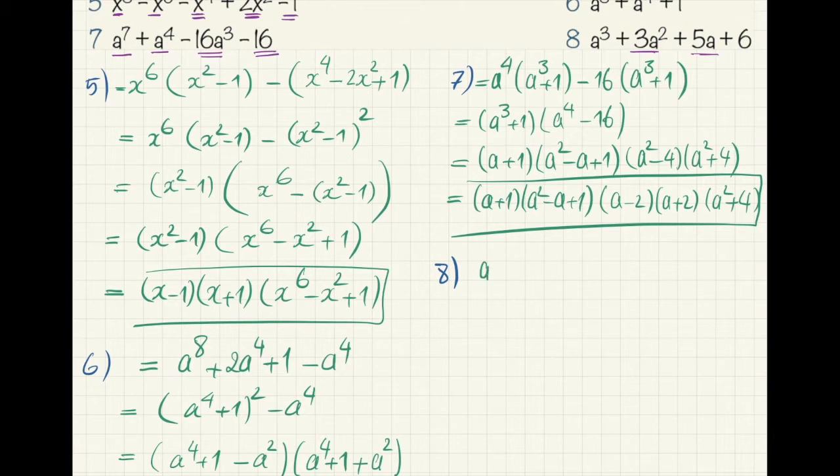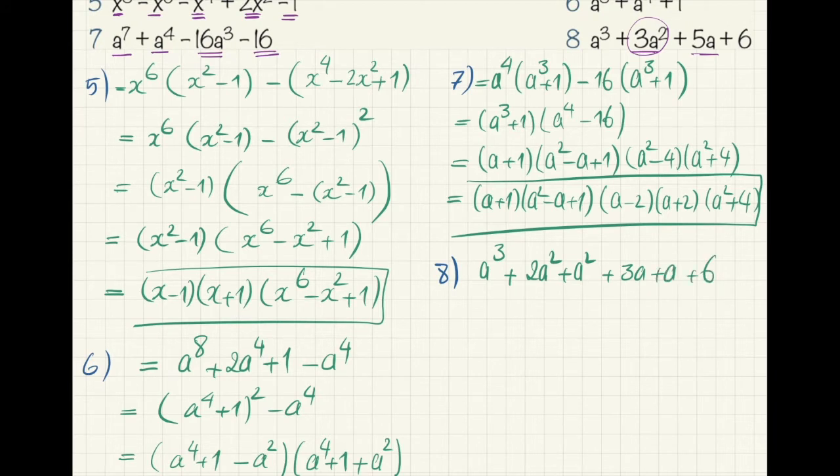So I wrote a to the 3. Instead of 3a squared, I wrote 2a squared plus a squared. So instead of this middle term, I wrote 2a squared plus a squared. And then instead of 5a, I wrote 3a plus a, and then I have 6 at the end.